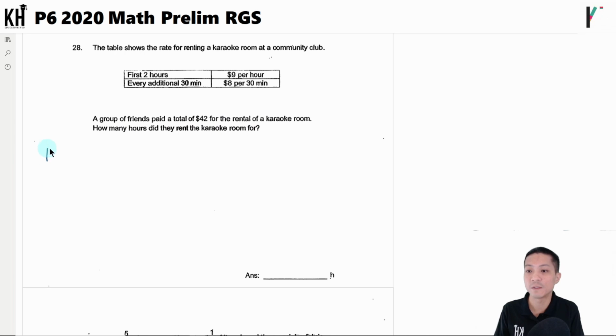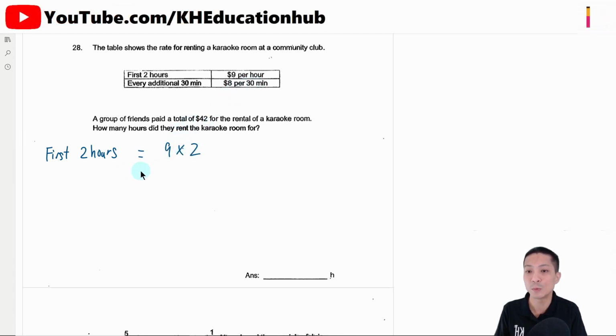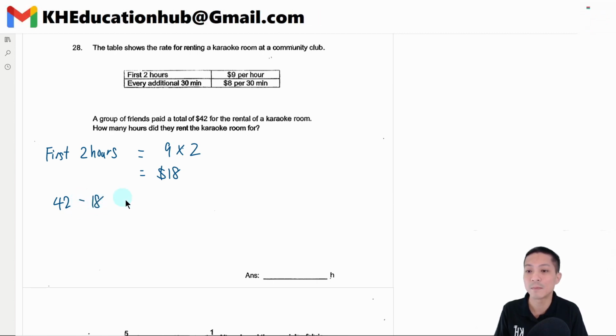Okay, so for the first 2 hours, it's going to be equal to $9 per hour, right? So times 2, which is $18. Okay, so the next step is you have to use $42 minus away the 18, which will give you $24.